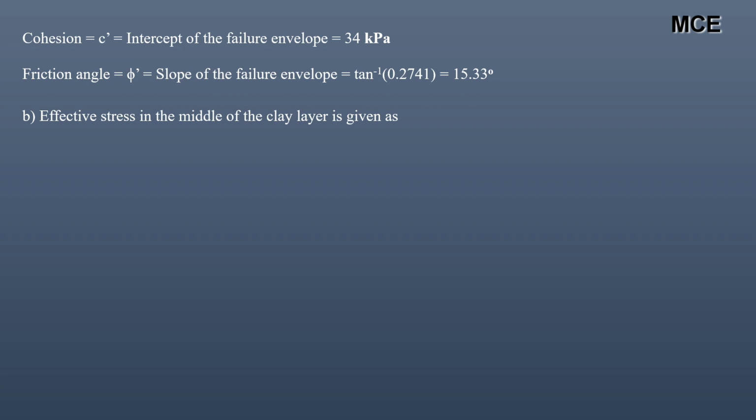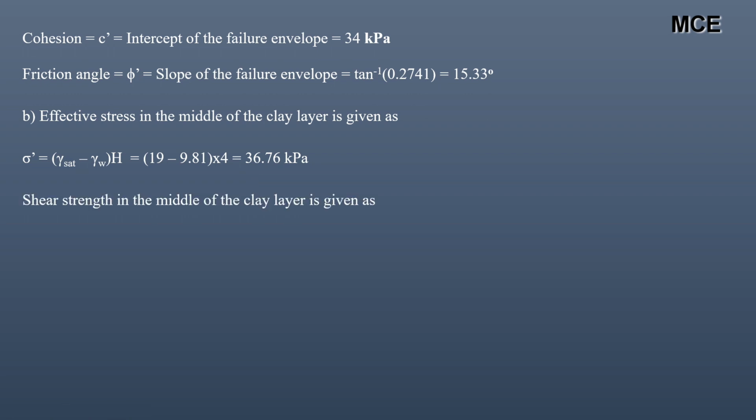Now in part B we have to find the shear strength in the middle of the clay layer. To find the shear strength, we will first find the effective stress in the middle of the clay layer. This is given as sigma prime is equal to gamma saturated minus gamma W times H. So gamma saturated for the soil is 19 and gamma W is 9.81. We have to find effective stress in the middle of the clay layer. The clay layer has a height of 8 meters, so the middle point will be 4 meters. So this gives us the value of sigma prime equal to 36.76 kilopascal.